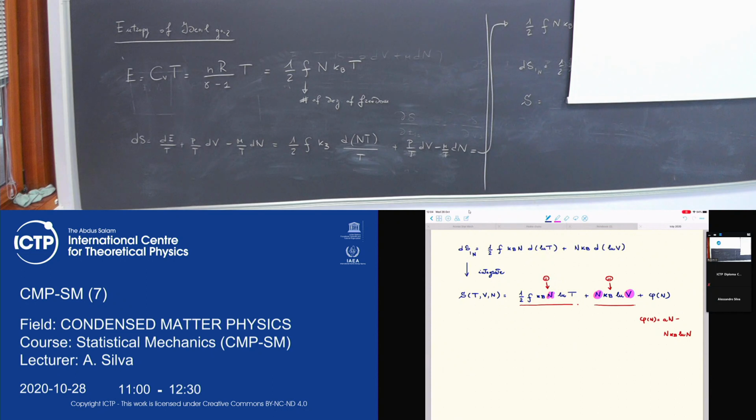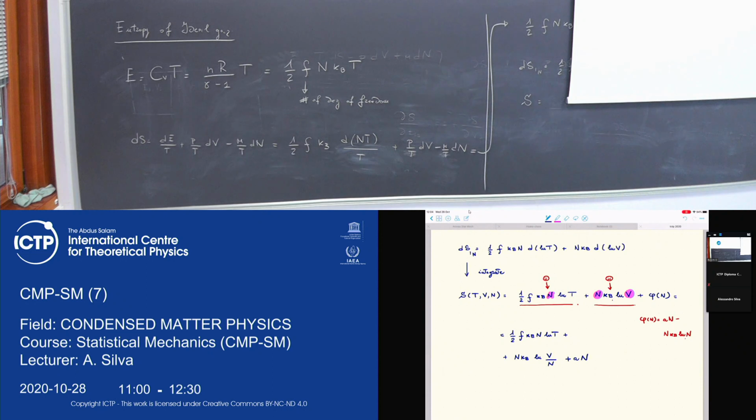Why should the phi of n be like this? Because if I combine these two terms, you see that what I get is 1/2 f k Boltzmann n log T plus, let me write it here, n k Boltzmann log of V over n, right? So I'm combining this with that. And then plus a times n. And now everything is extensive.